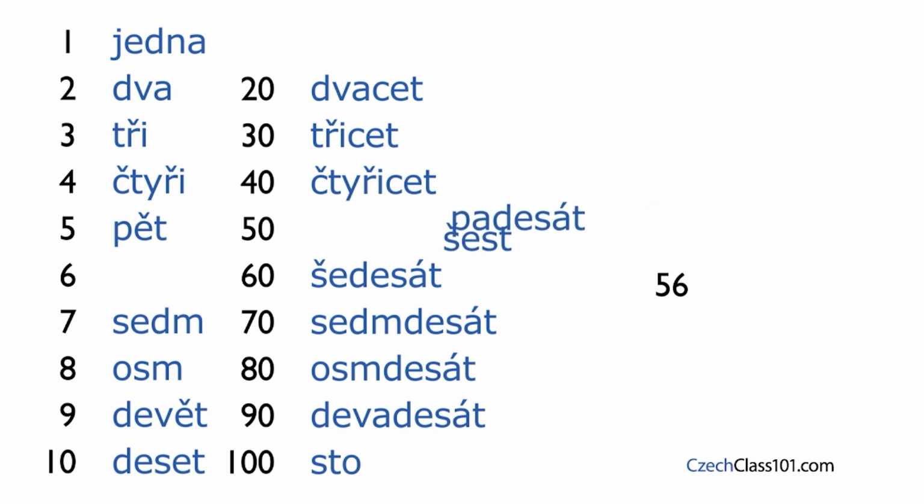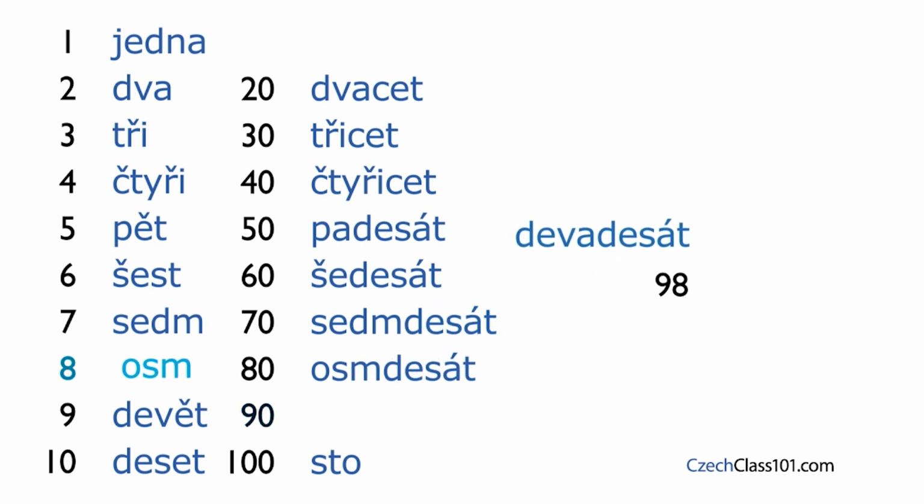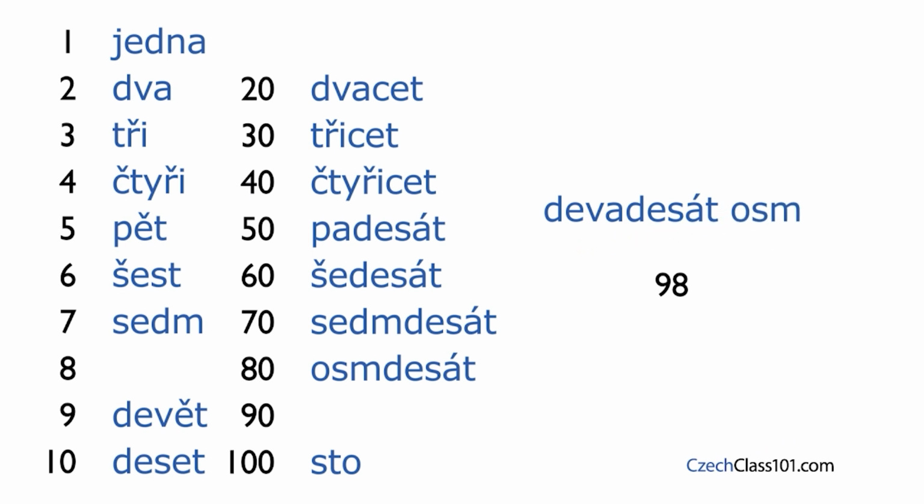Let's make another number. For instance, 98. Take 90 and add 8. 98. Now it's time for Veronika's insights.